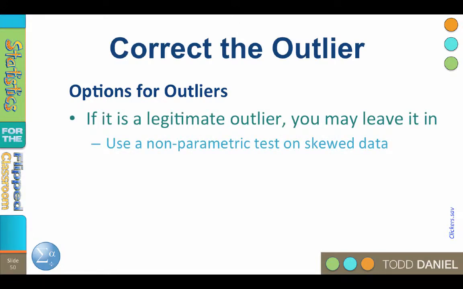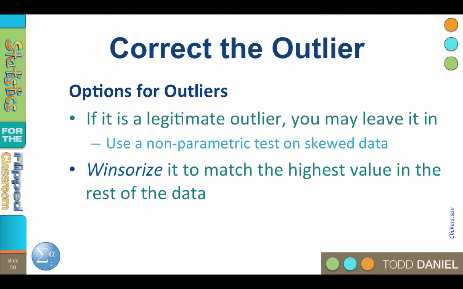If it is a legitimate outlier, you may choose to leave it in. As we say, outliers are people too. So, if you really have one person who is 6 feet 6 inches tall, that is a legitimate height, and we just happen to have a really tall person in our dataset. However, if this outlier also skews the data because it exerts too much leverage on the mean, then you may switch to a non-parametric alternative test for your later analysis.